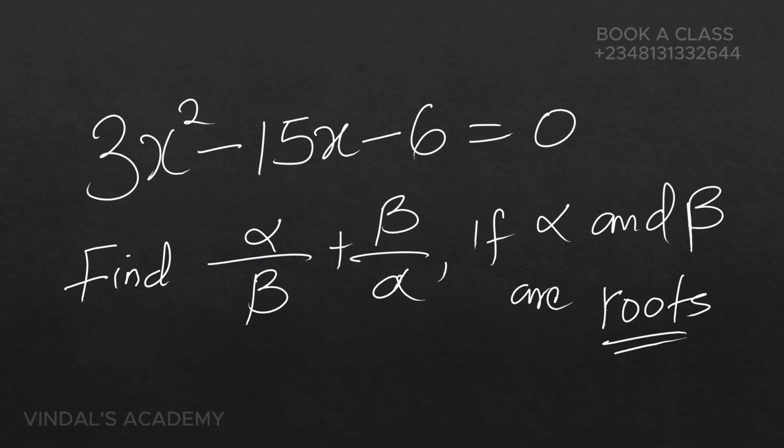Let us solve this simple quadratic equation. All right, we're asked to find alpha over beta plus beta over alpha from 3x squared minus 15x minus 6 equal to 0, if alpha and beta are the roots of the equation.